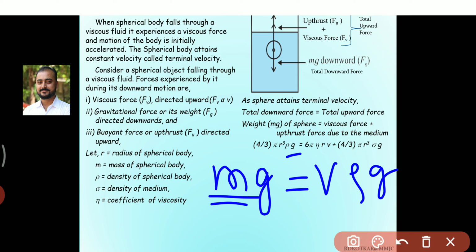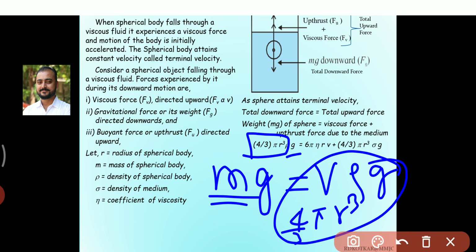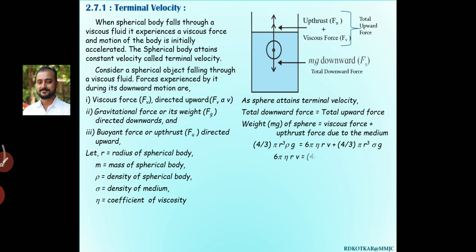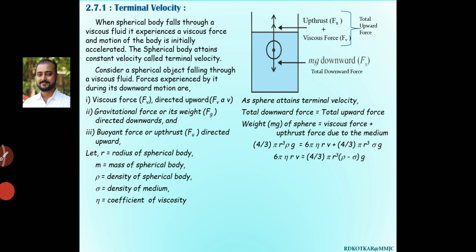What is the volume? 4 by 3 pi r cube. In this manner we have the term 4 by 3 pi r cube rho into g. Next is your viscous force. From the previous topic we know the viscous force is given by Stokes law, 6 pi eta rv. For the upthrust force it is 4 by 3 pi r cube sigma into g. By rearranging the equation, you take 6 pi eta rv on the LHS and keep all the other terms on the RHS.